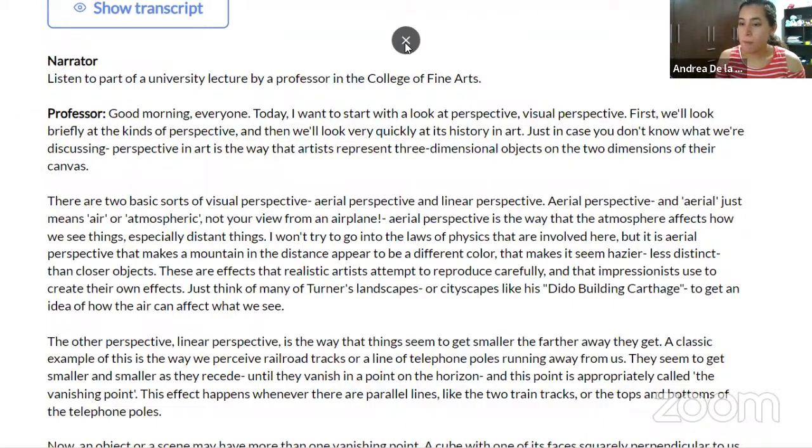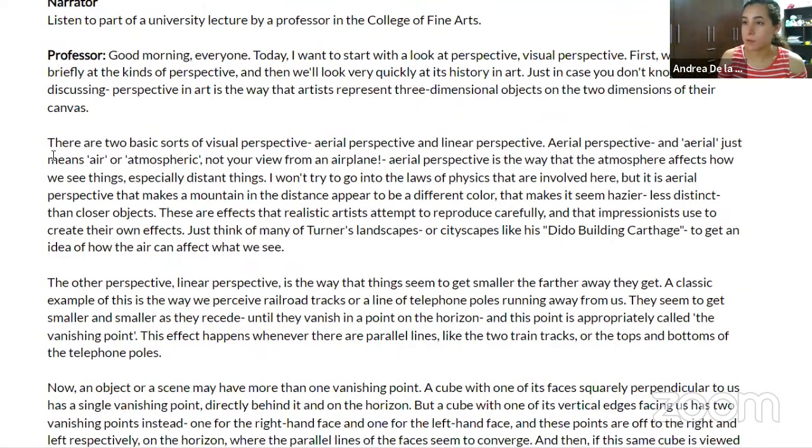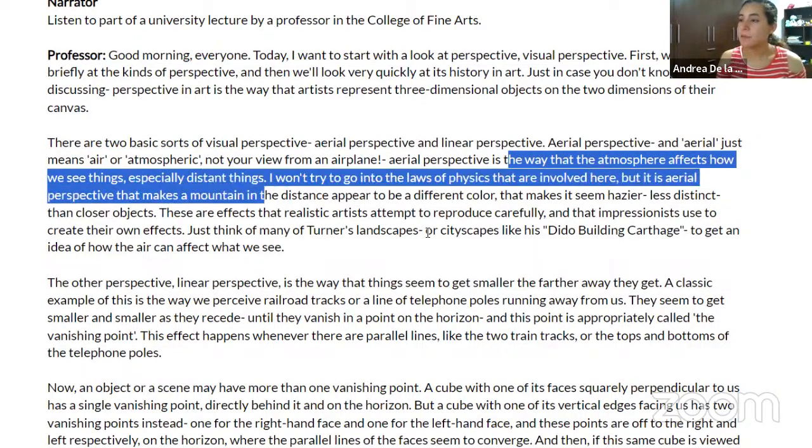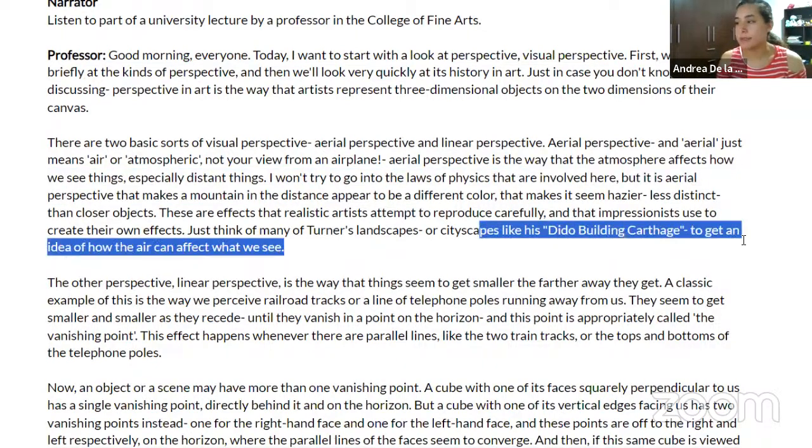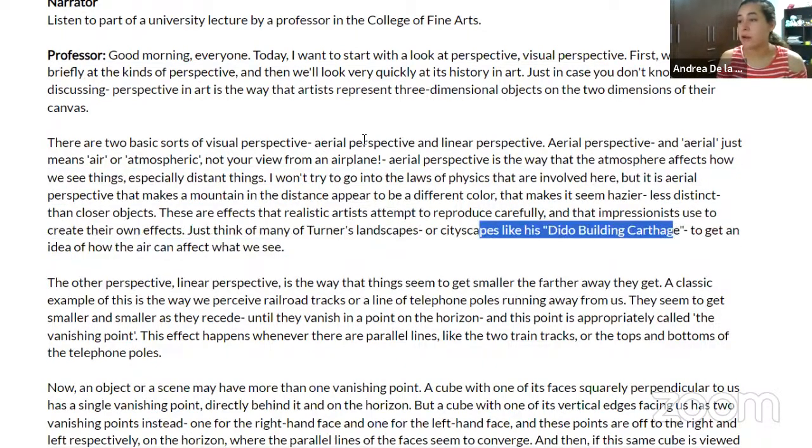Okay, guys. Now, if you realized exactly what we were saying, you have different topics, right? The professor started by talking about aerial perspective, which is the first type of perspective. The professor defines what aerial perspective is, and then the professor was giving an example or examples of visual perspective in art, of aerial perspective in art.